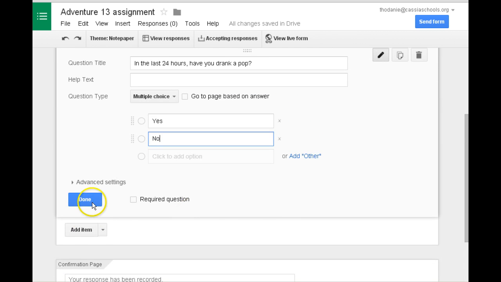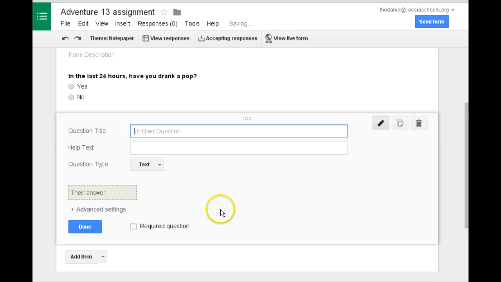Now I'm going to add an item here. So that'll be their first question they're going to answer. And then I'm going to be able to take all the respondents and divide them into two groups: drank pop in the last 24 hours, did not drink in the last 24 hours.